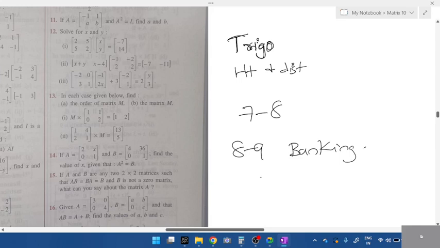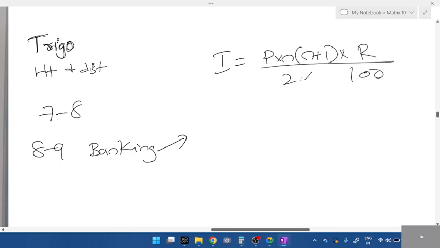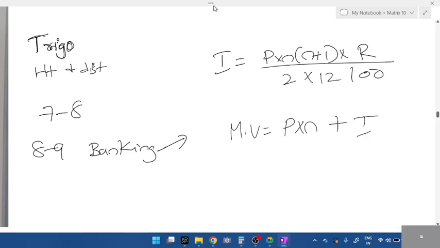In banking, what are the formulas we studied? All of you will tell me the formula. I'll just tell you what I'm going to teach. Interest is equal to what? P into N into R divided by 2 into 12. This is interest, and we have maturity value, P into N plus I. So what are the different alphabets we have?